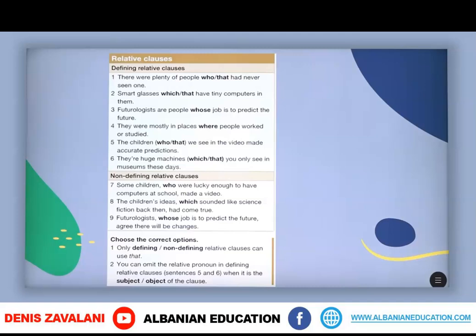Next, we've got non-defining relative clauses, which we are going to see more about next class. And the last one, choose the correct options. Only defining relative clauses can use that. And also you can omit the relative pronoun in defining relative clauses, such as in sentences 5 and 6, when it is the subject of the clause.